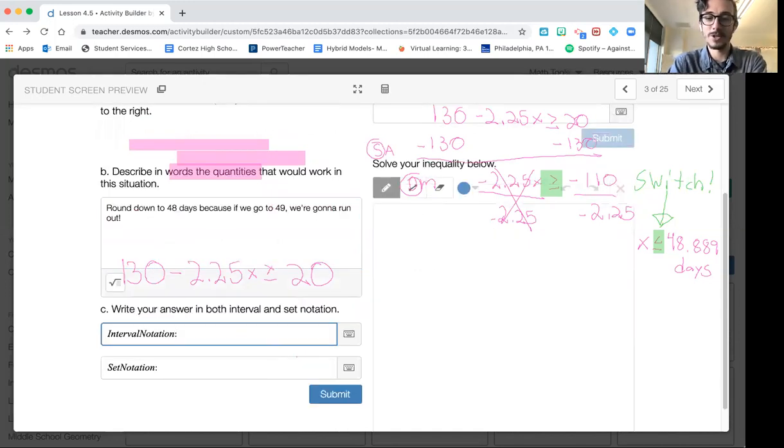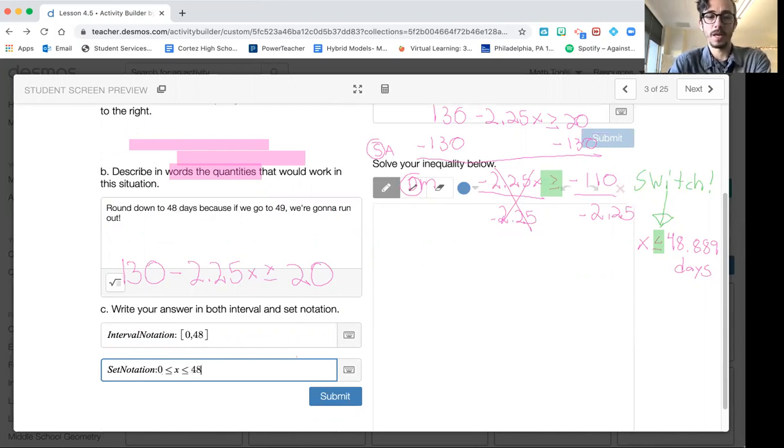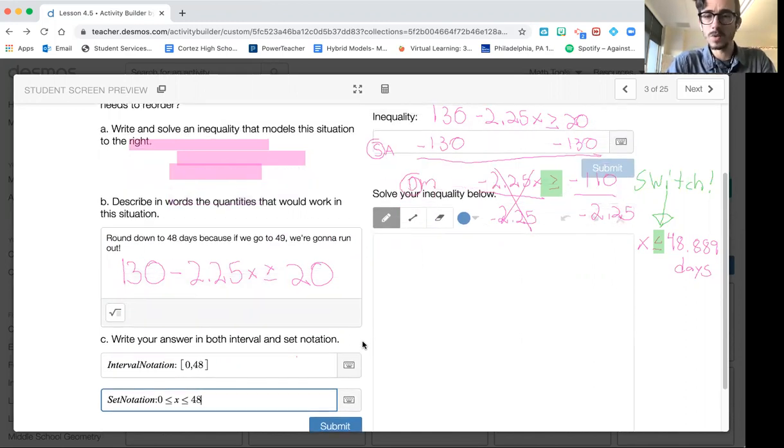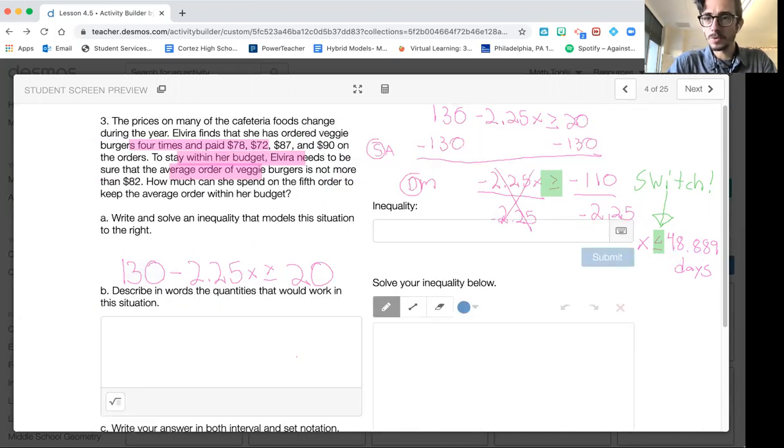Our interval notation is going to use brackets from 0 to 48. Our set notation is bounding between 0, less than or equal to x, less than or equal to 48. So it's kind of saying the same thing there. They could be equal to 48. They could be equal to 0. But if we're trying to retain at least 20 gallons, it's got to be in between those two days. Hope that helps. Take a moment, try the next one.